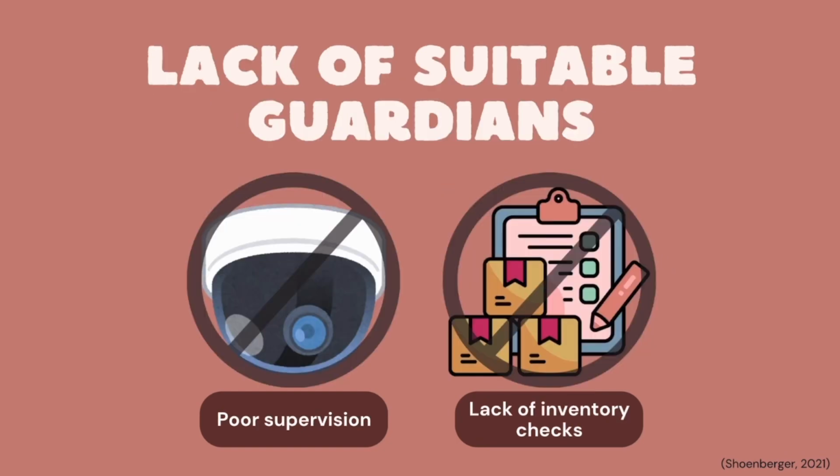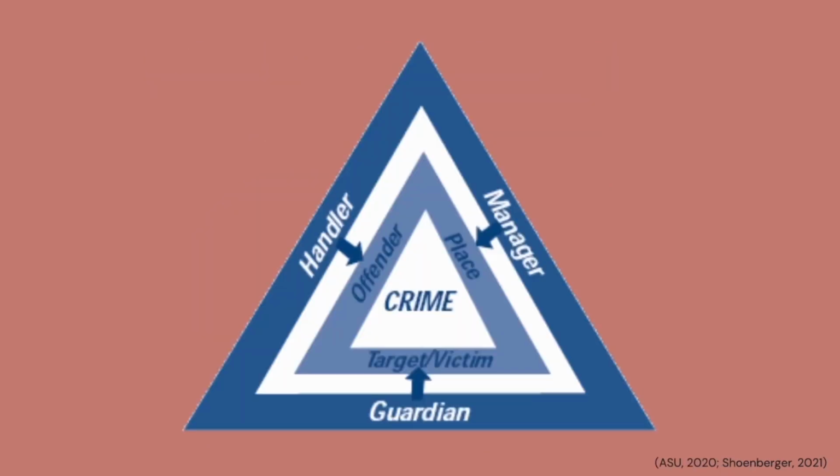Lastly, there was weak oversight and a lack of suitable guardians. With little supervision and a lack of inventory checks, there was no effective oversight. This allowed Farak's drug use to continue for years without detection. Farak's case demonstrates how the absence of capable guardianship and easy access to a suitable target can facilitate criminal behavior, reinforcing the principles of routine activities theory.